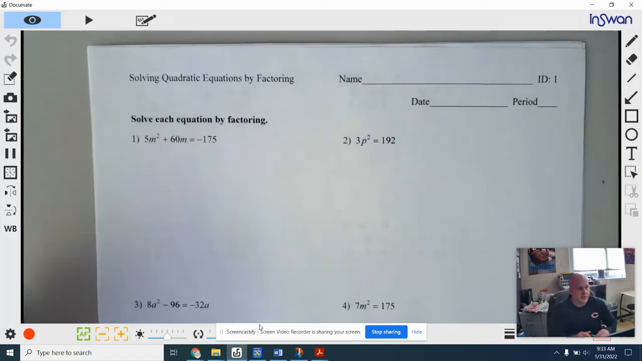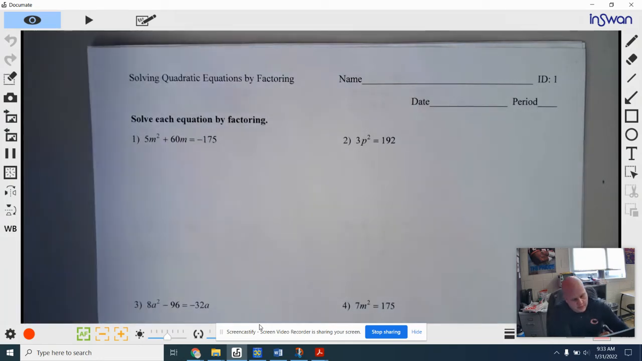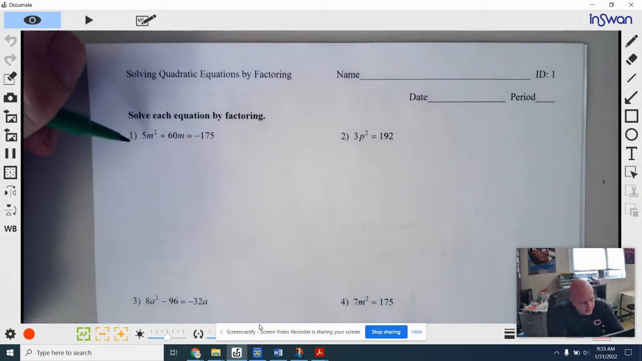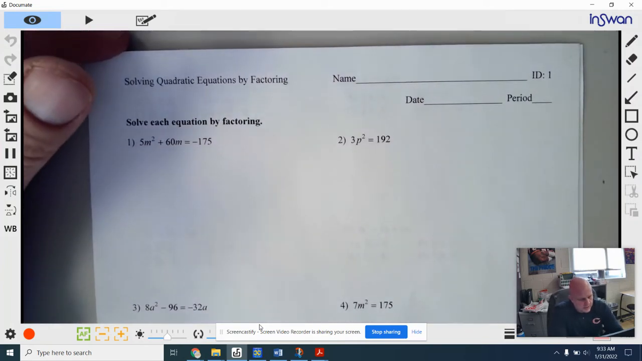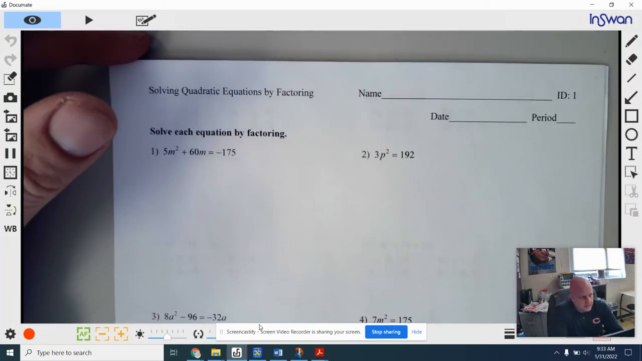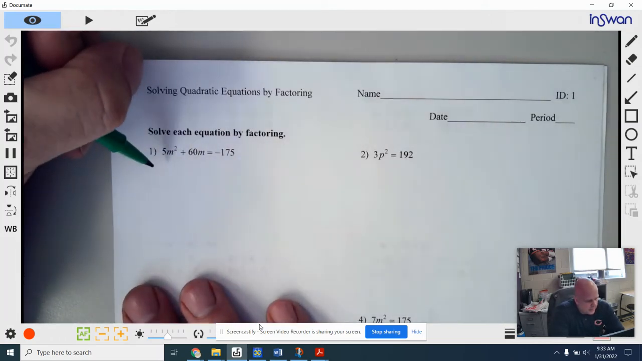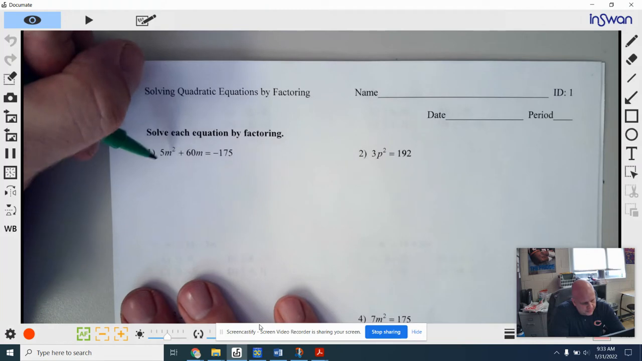Okay, for today's lesson, you're going to need a sheet that says solving quadratic equations by factoring. So we've dealt with a lot of situations already with quadratics, and today we're going to go back to factoring and see how it really applies to solving roots or finding zeros with quadratic equations.